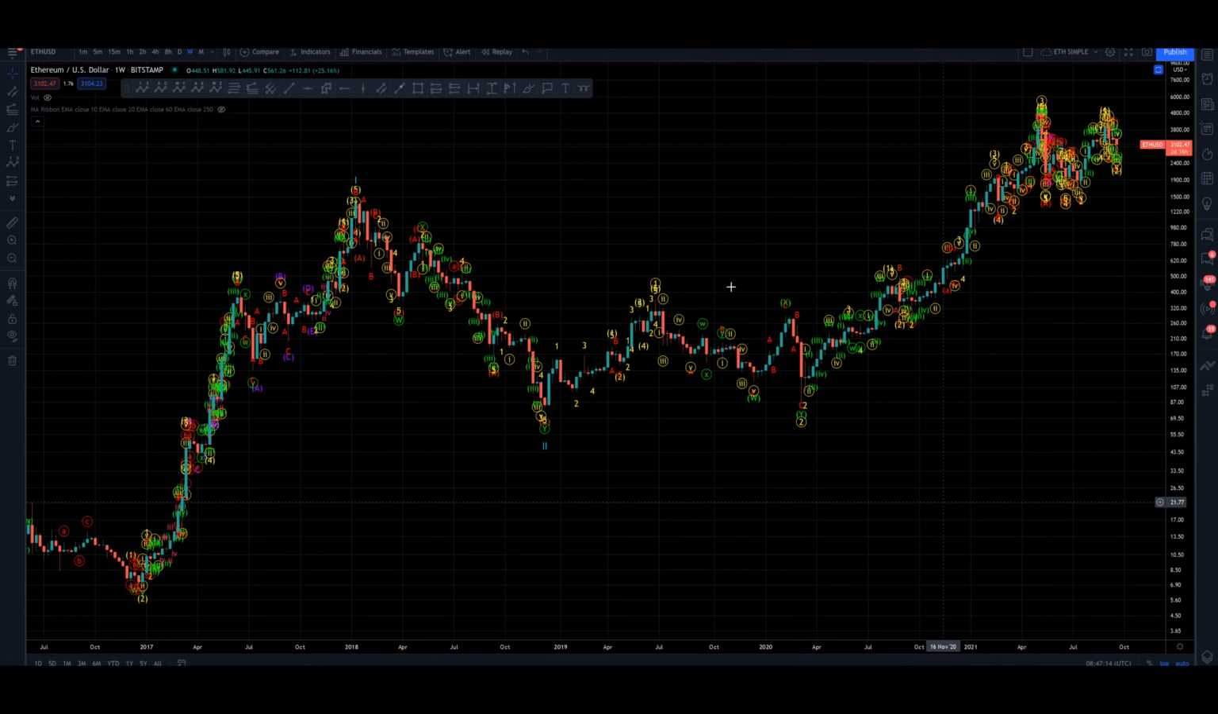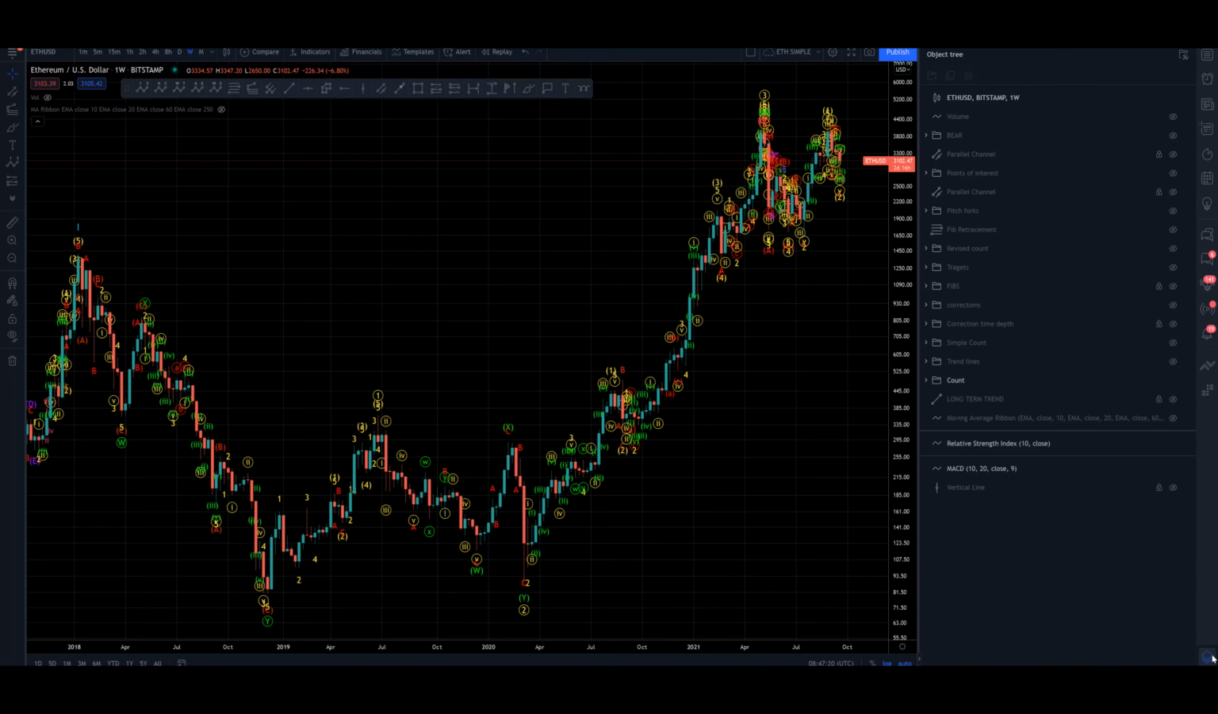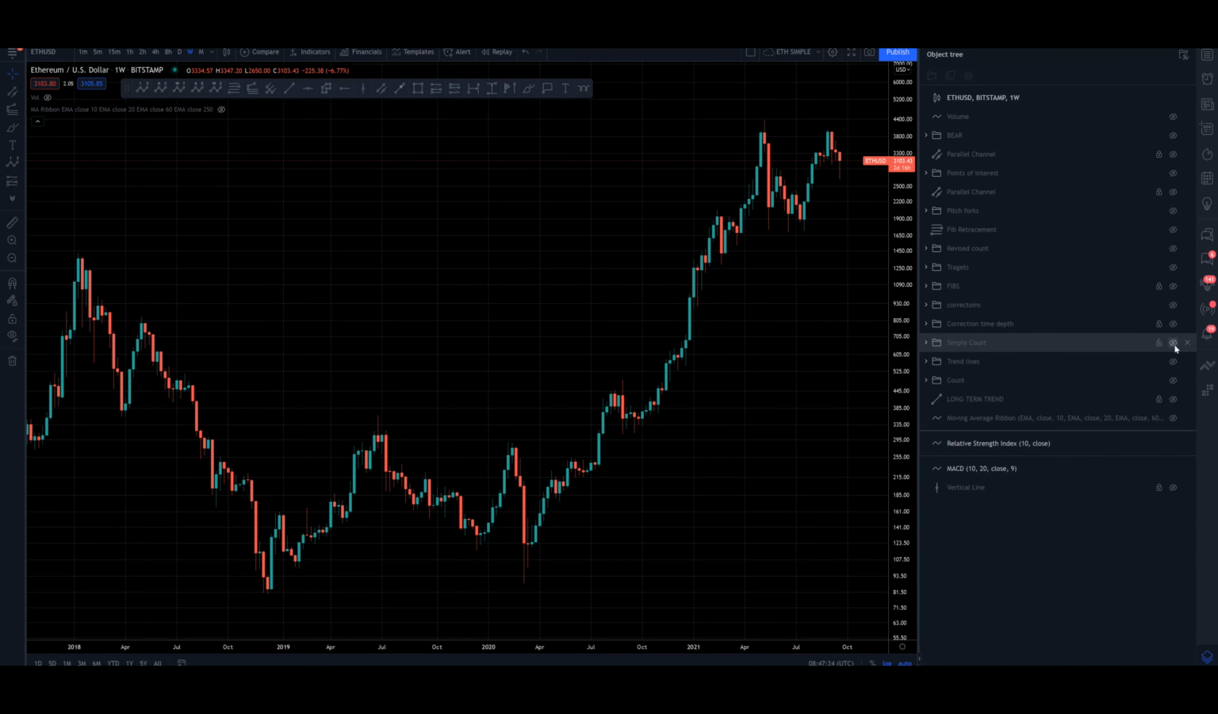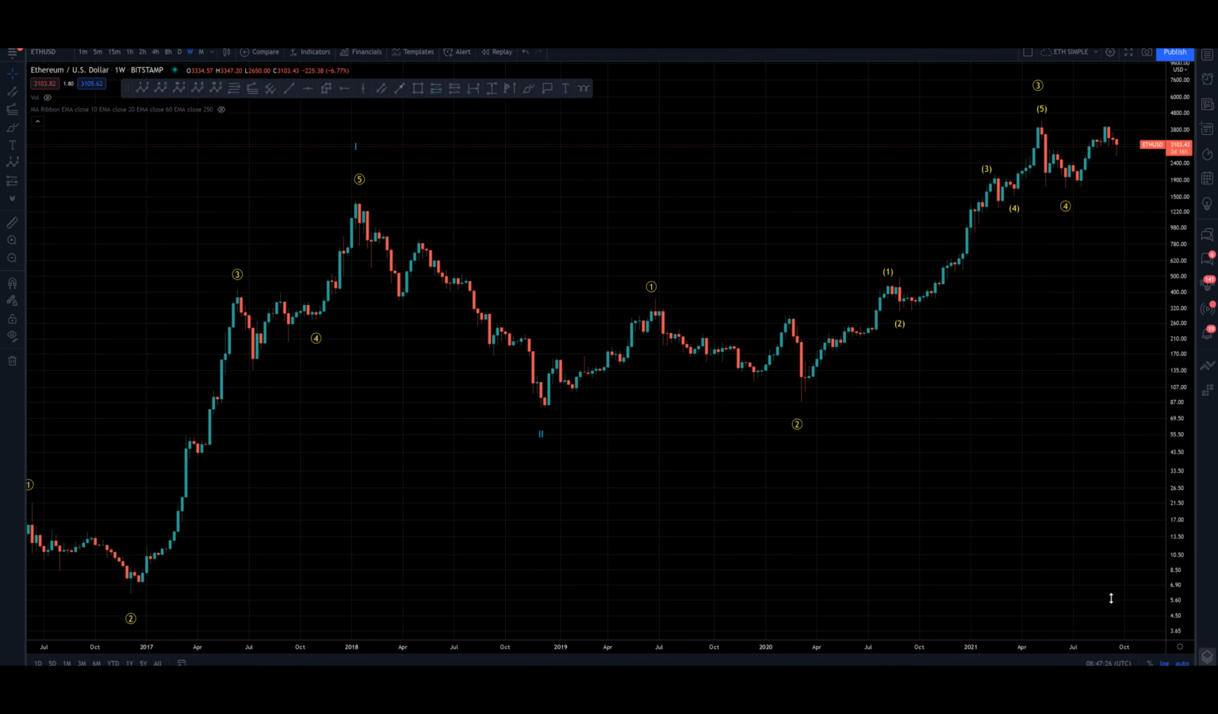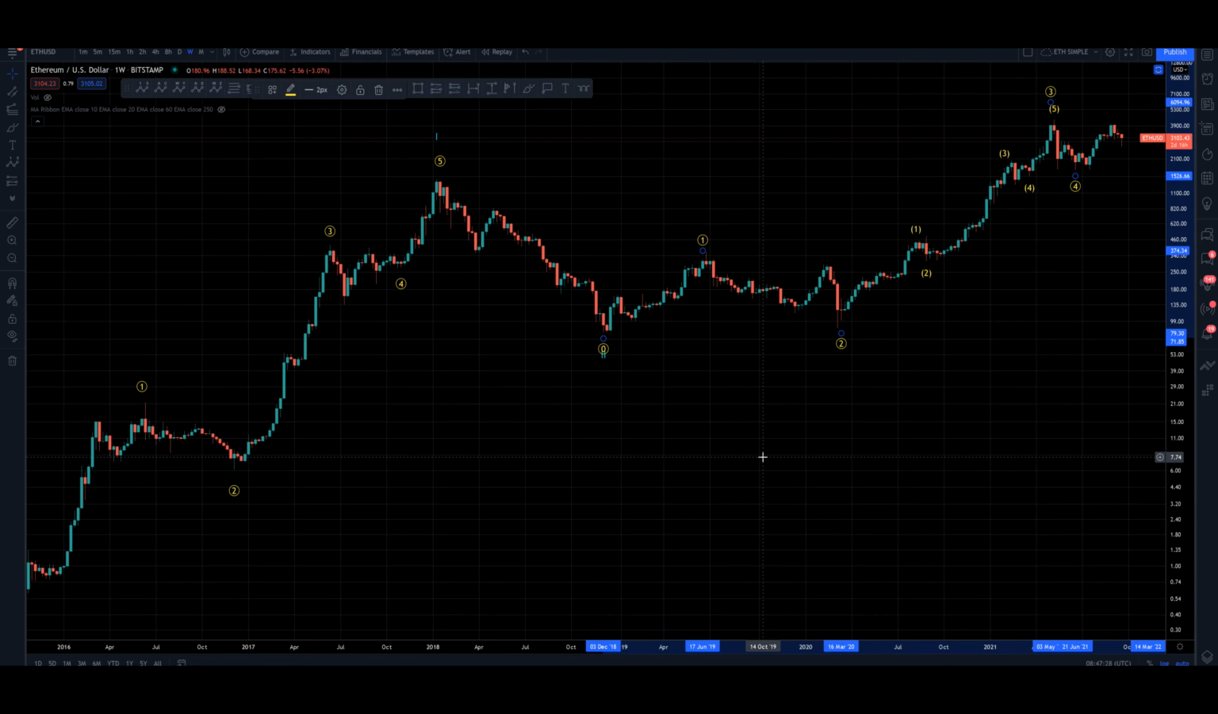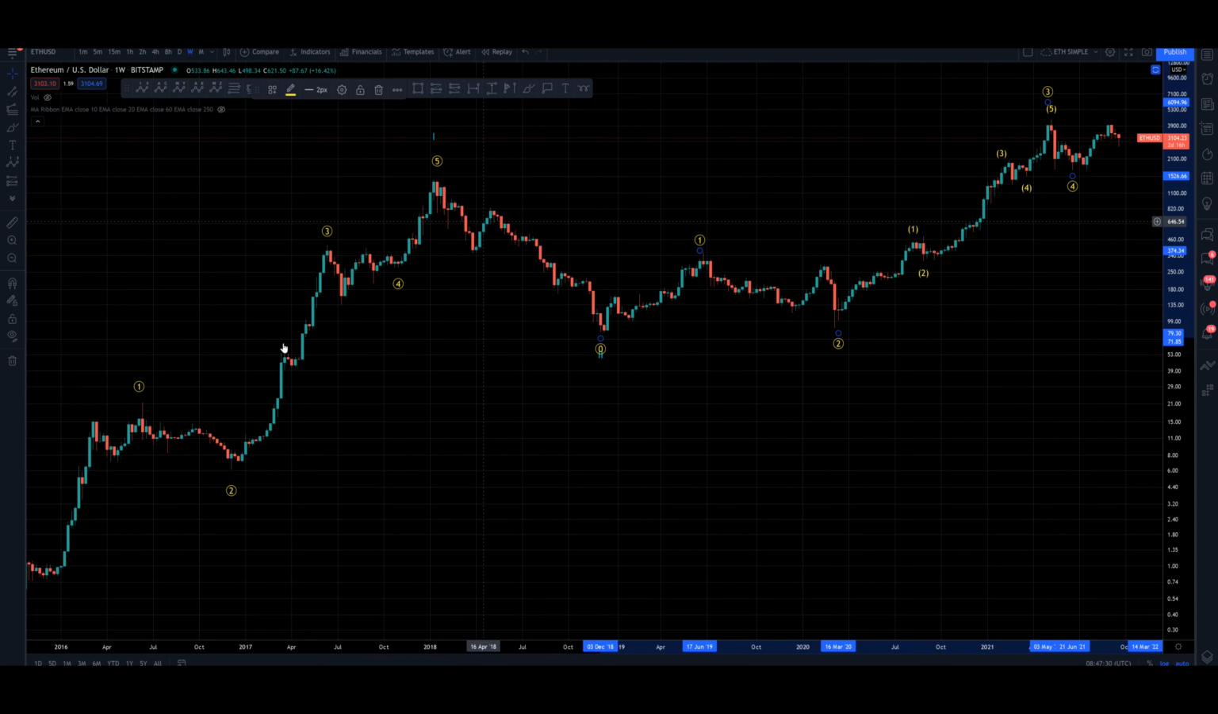Now, as you can see, this is a very busy count, and we dug through this on a smaller time frame, so I'm not going to subject you to that, as it's just a bit of a mess. So what we're going to do is just switch off that count. We're going to bring up a simplified count to talk about Ethereum over the long term first.